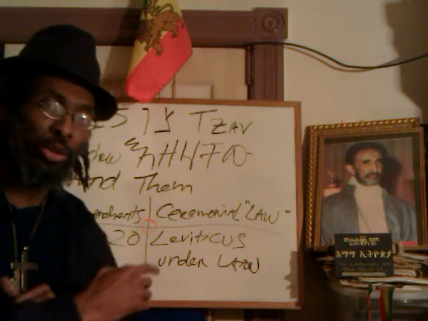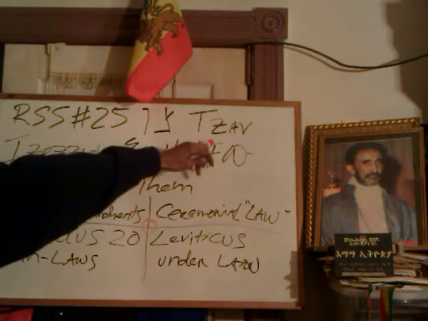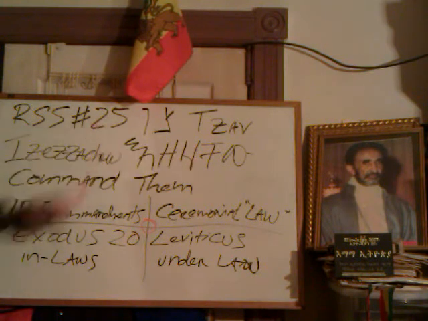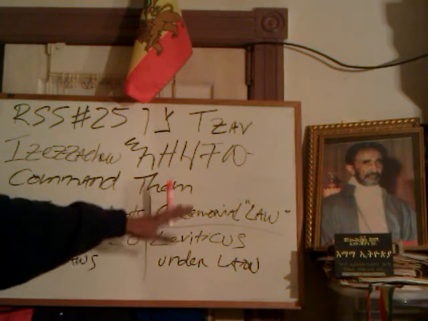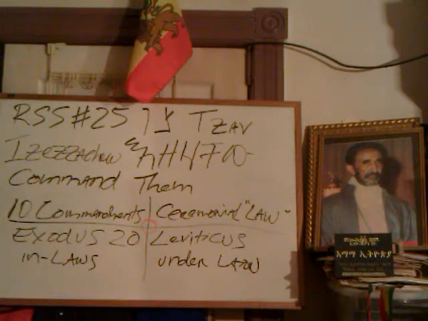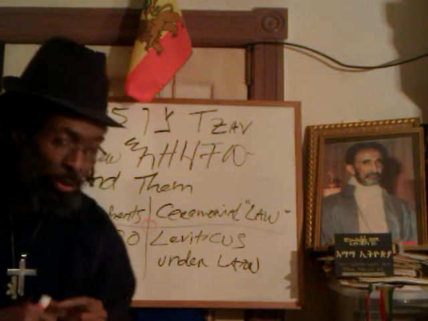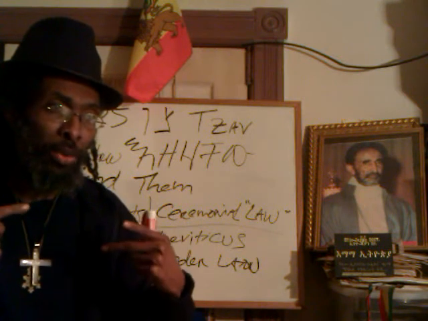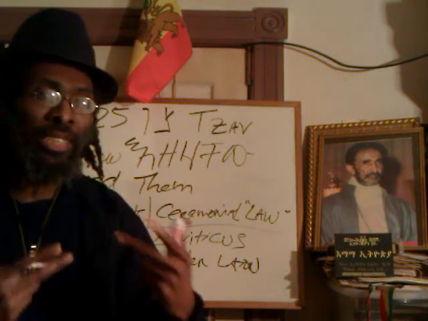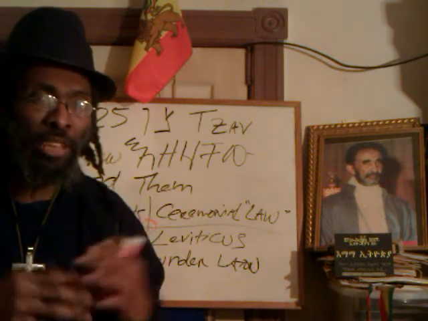But we're still in this particular Torah portion, which is the 25th, known as Tzav, from Tzawa, command. Tzav, command them. Now, this is the book of Leviticus. And what we've seen in this, as we've been studying and meditating on the word day and night, is that these questions come up. Well, why all of these sacrifices? What's the meaning of all these sacrifices?